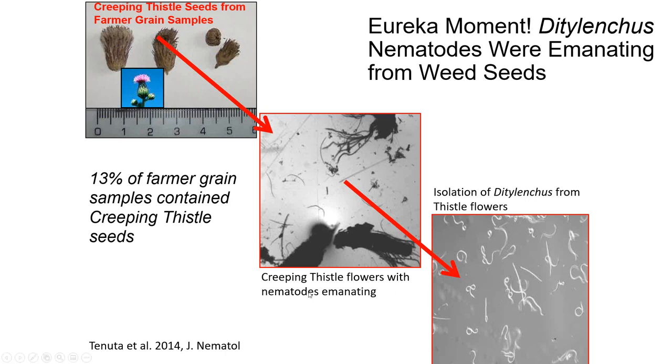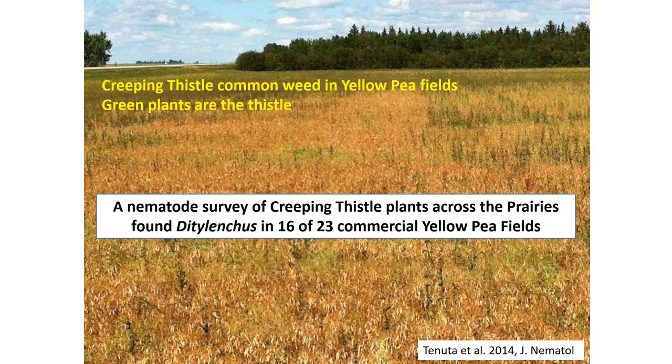And the thistle turned out to be creeping thistle, or in other words, also known as Canada thistle. We like to call it creeping thistle because it's not just in Canada, it's found elsewhere. Actually, it doesn't even belong in Canada. It's not native to Canada. So we call it creeping thistle, and this nematode seems to be on that. Basically, the samples where we were finding the nematode in pea grain were because there were also thistle flower heads in the pea grain.